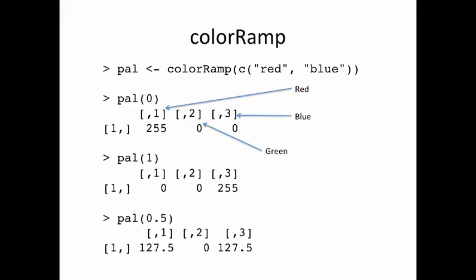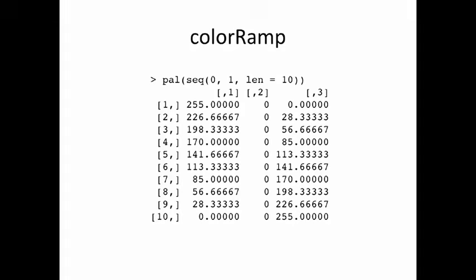Notice that there's no green in any of these calls because when you interpolate between red and blue, you don't encounter green along the way. So if I were to give a sequence of numbers between 0 and 1, PAL would give me a sequence of colors between red and blue.